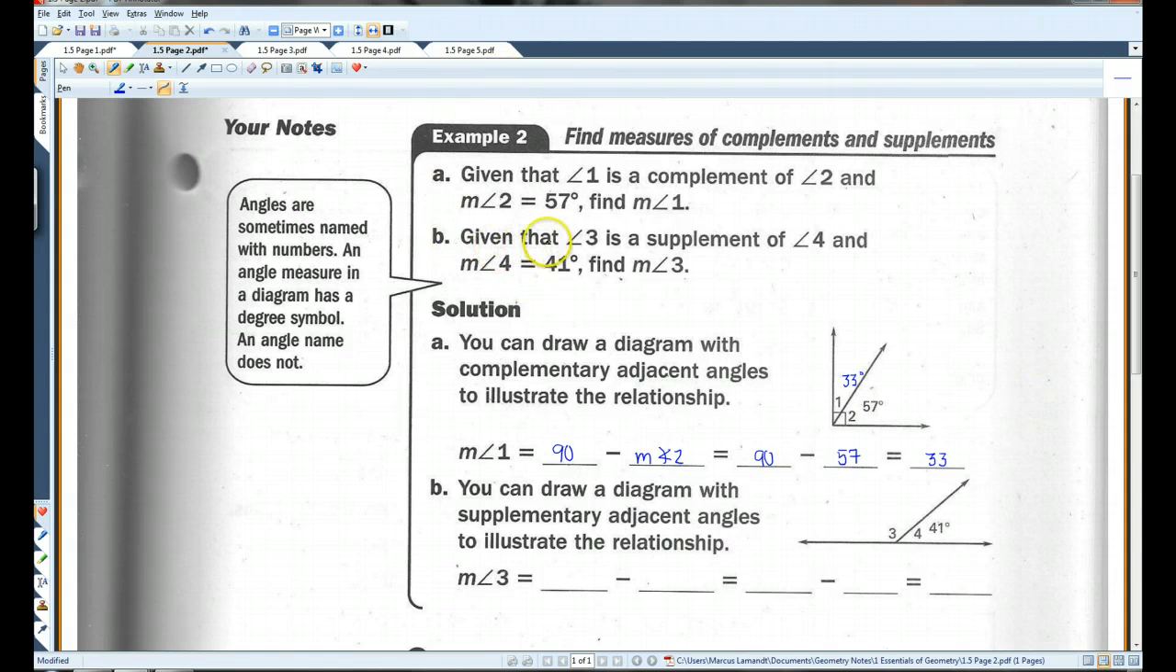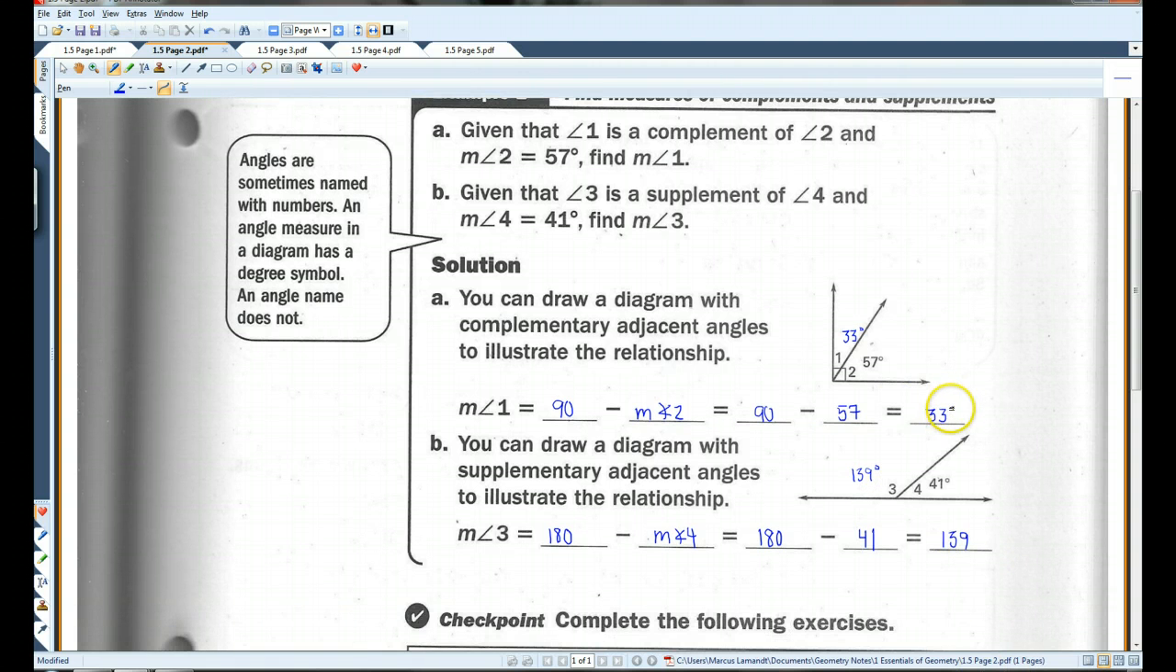Alright, part B. Given that angle 3 is a supplement of angle 4, and angle 4 is 41 degrees, find the measure of angle 3. Alright, so they're supplementary. That means they add up to 180. So 180 minus the measure of angle 4, and we know the measure of angle 4 is 41 degrees. That means the other angle has to be 139. Put my little degree symbols here.